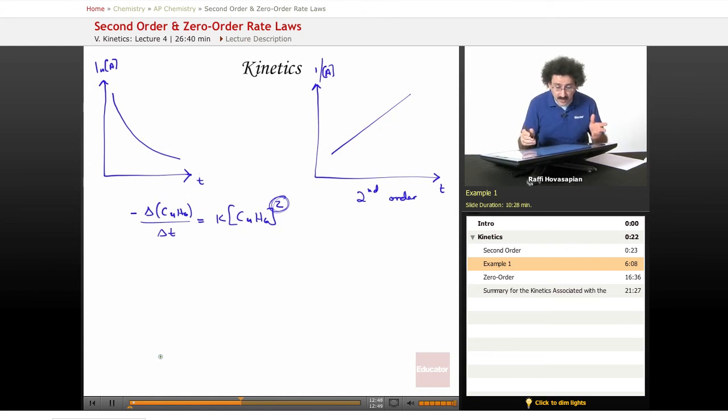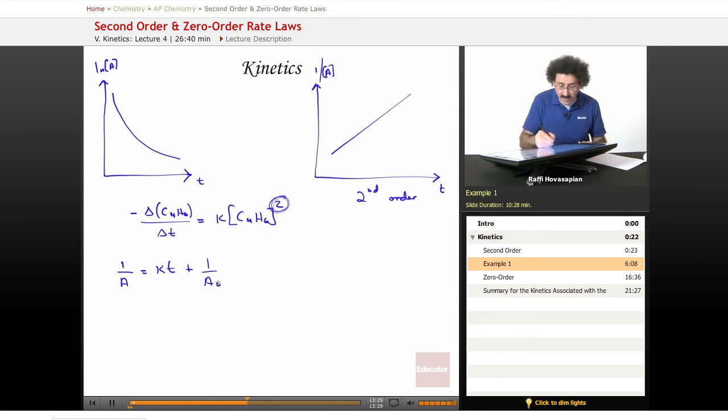Now, the next thing we want to know is, what is the rate constant? The best thing to do is to go ahead and use the integrated rate law. So we know that for second order, 1 over the concentration of A equals positive k times t plus 1 over A0.